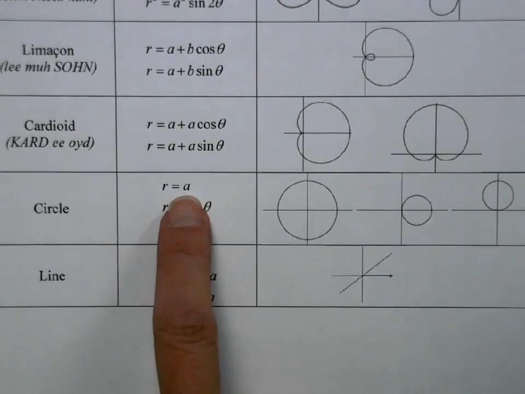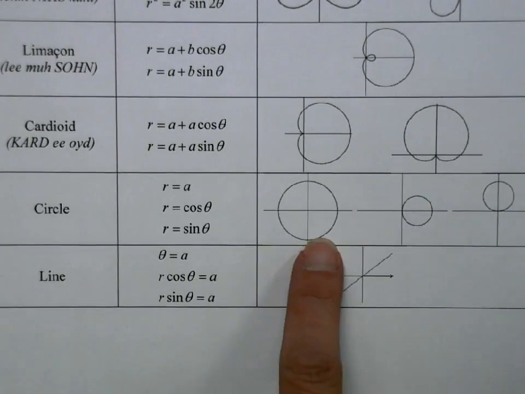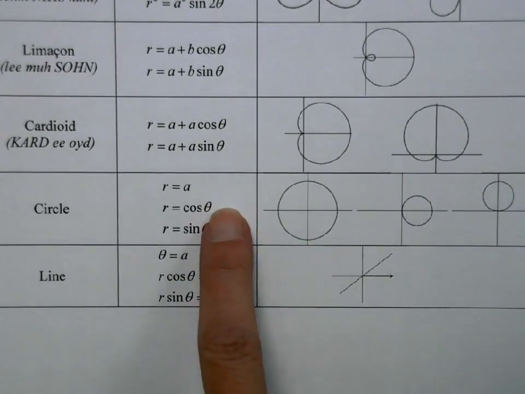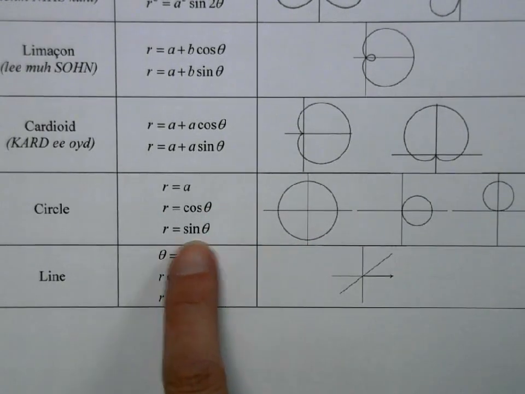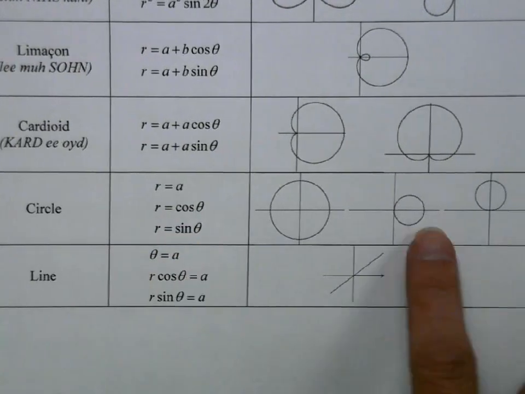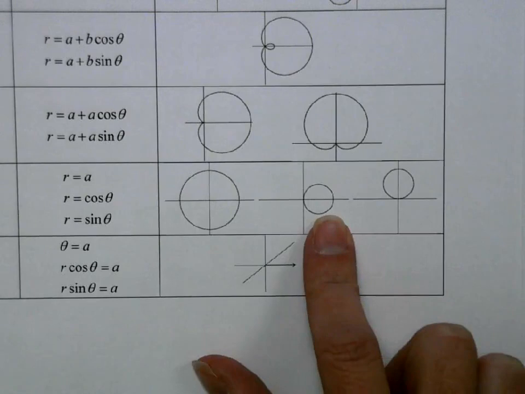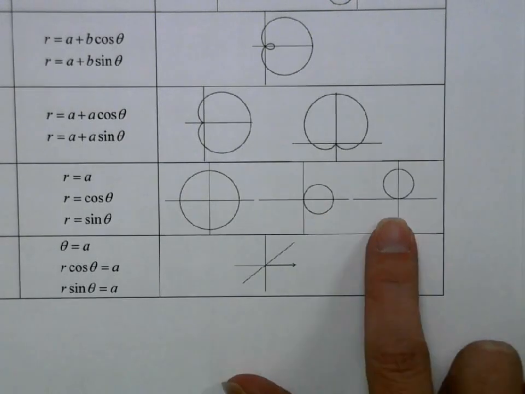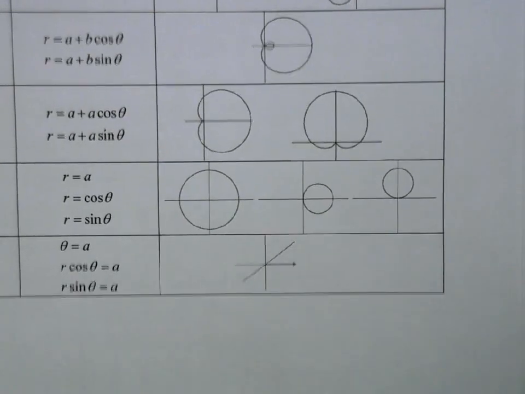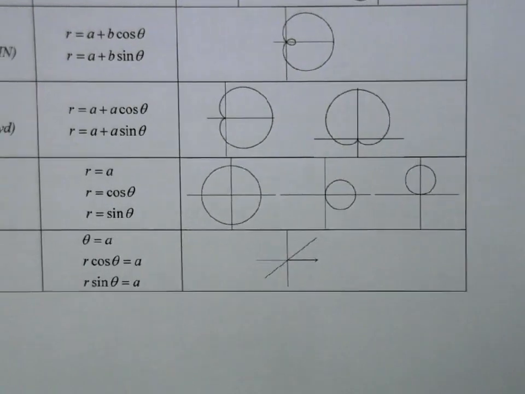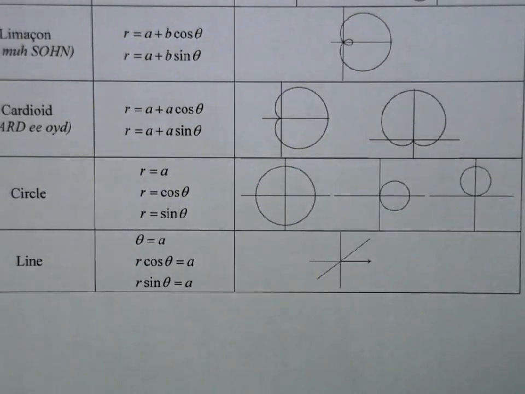So circles can either be just centered at the origin out some radius to look like that, or r equals sine theta or cosine theta. There can be a coefficient here. For curves, if it's a cosine, then it's going to be symmetric to the x-axis. If it's a sine curve, it'll be symmetric to the y-axis. So let's look at how we find area.